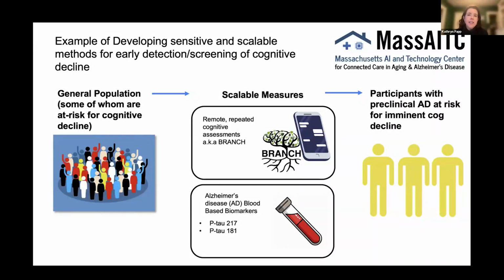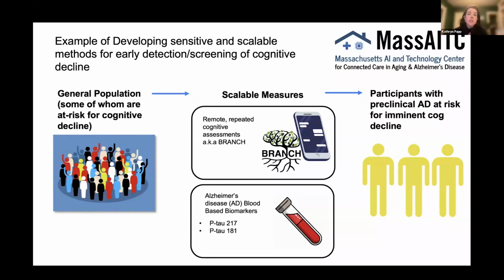And the idea here is that we can then combine these two scalable measures, a remote web-based assessment and an AD biomarker, and we can identify those individuals from a large population of individuals who are potentially in the preclinical stages of a neurodegenerative disease.